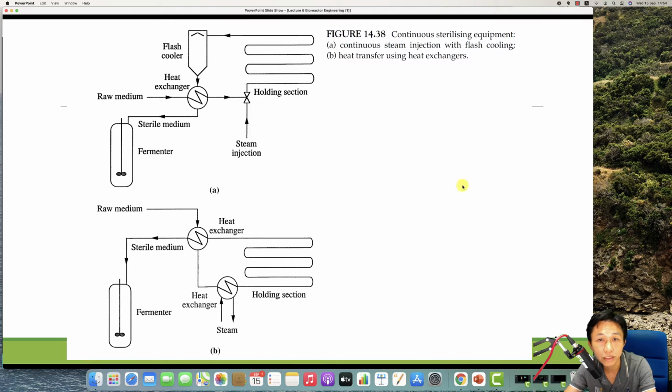And sometimes you use a heat exchanger. This one is continuous injection with fast cooling. This one is the heat exchanger. This one is the fermenter, but you sterilize your liquid continuously into your fermenter. Okay, steam is injected into the system, and then you have your sterile media as well. Sometimes we use a heat exchanger because we want it to be continuous. We want to make our process more efficient, for example, so sometimes we use continuous sterilization equipment.